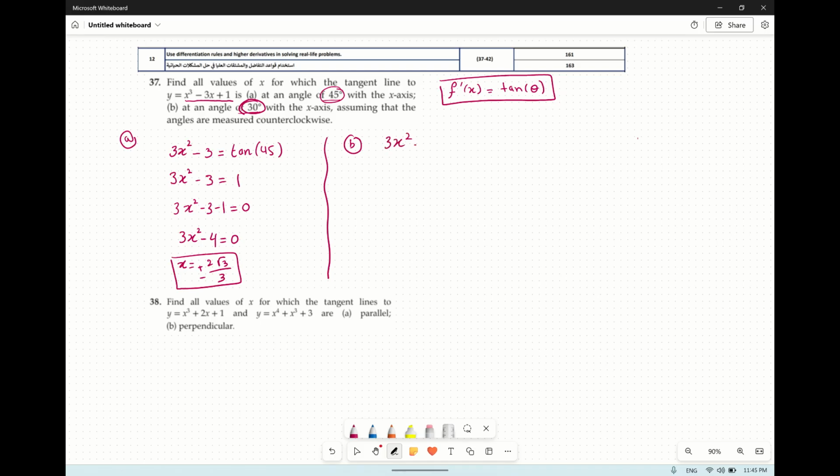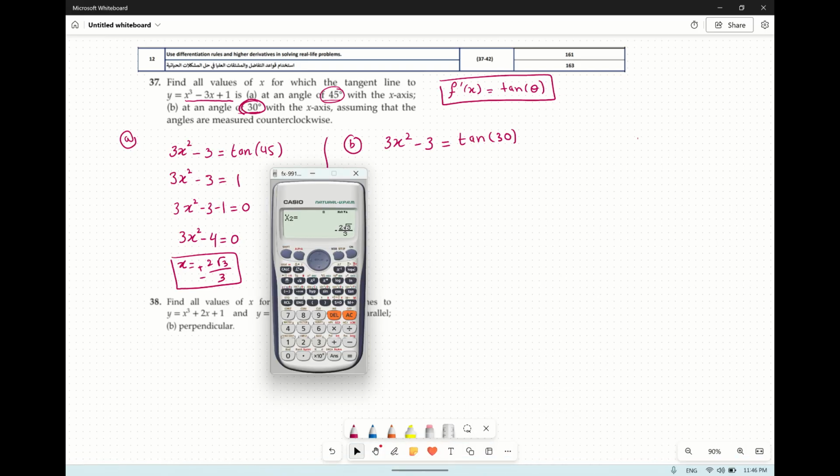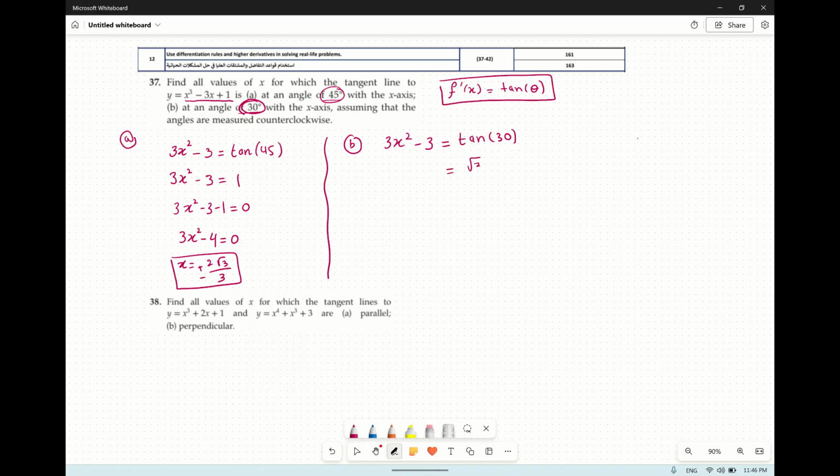So again I will write the derivative 3x squared minus 3 equal to tan 30. Now on my calculator, again calculator on degrees because 30 is in degrees. If in the exam this was given in pi, put your calculator on radian. So tan 30 is root 3 over 3. And now I will solve this one. I will put this to the other side. So it becomes 3x squared minus 3 minus root 3 over 3 equal to 0.